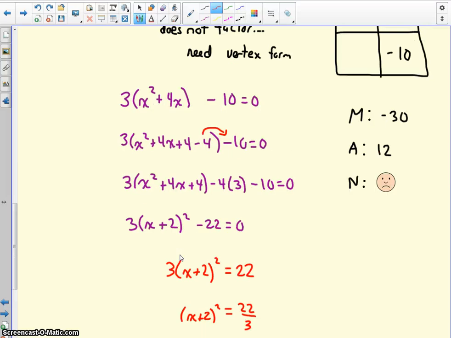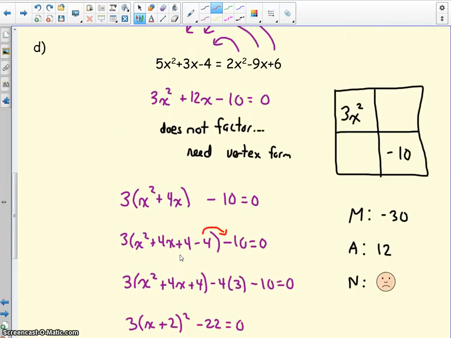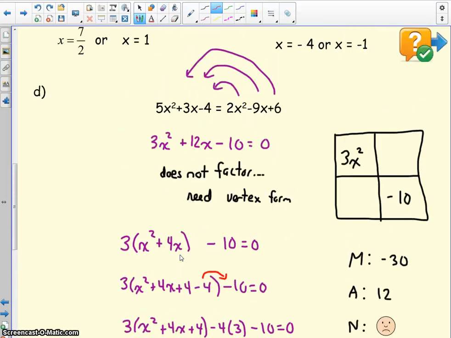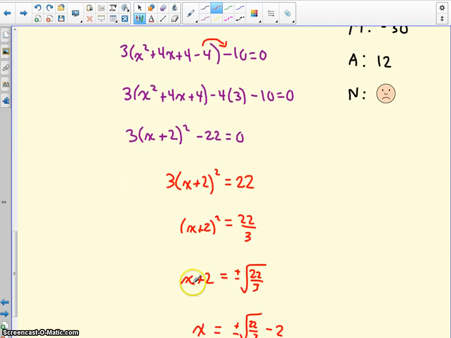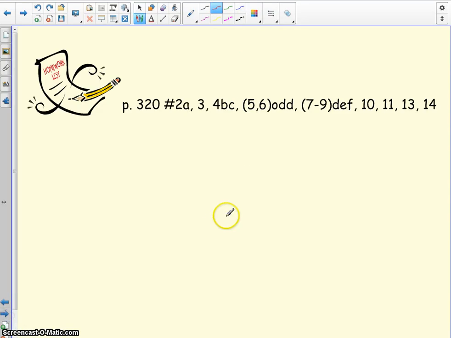But keep in mind here, there is going to be an easier way. It's just a bit of a painful process here. But right now, if something does not factor, this is the only way we have of finding the zeros. Okay, so that's it, that's all.